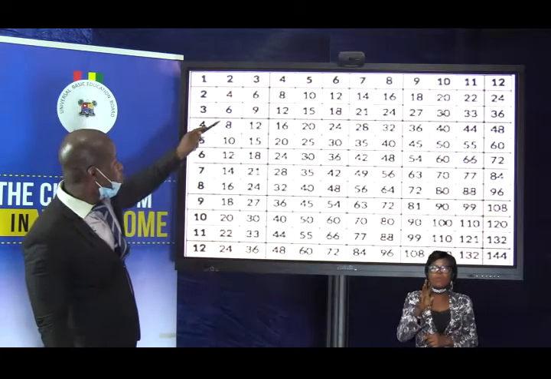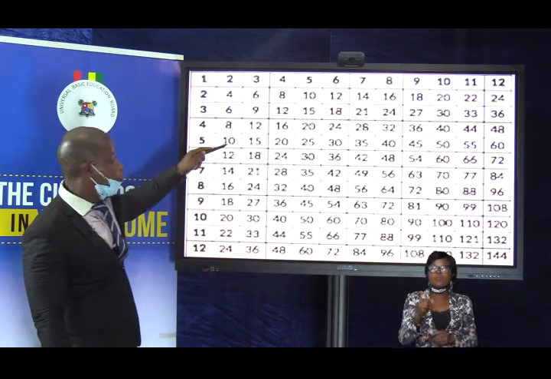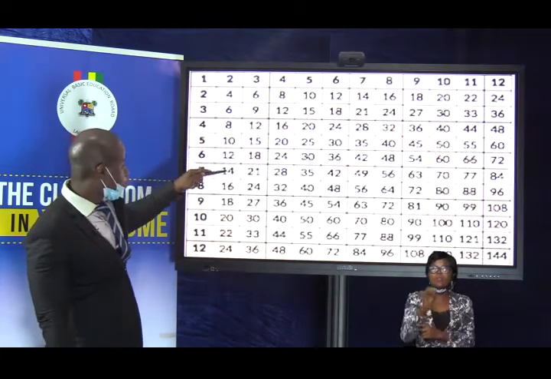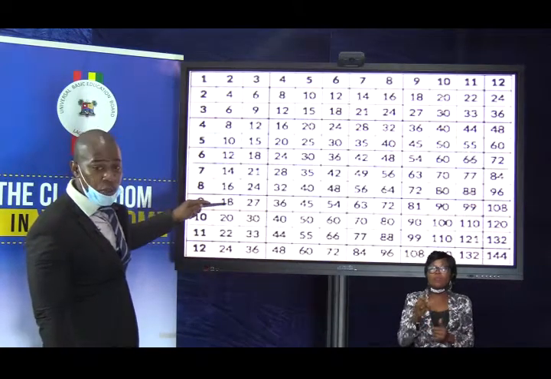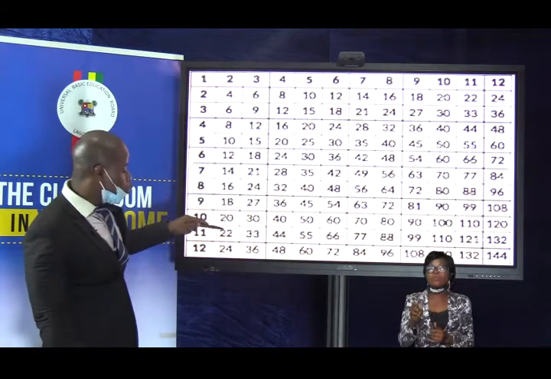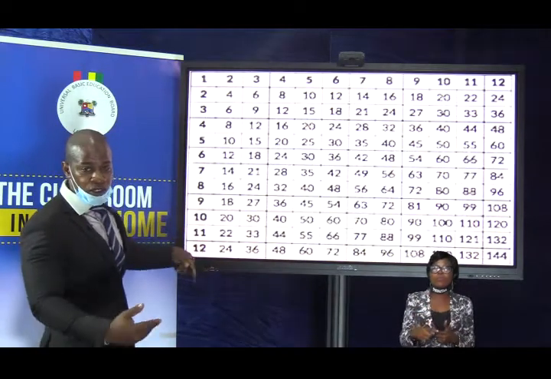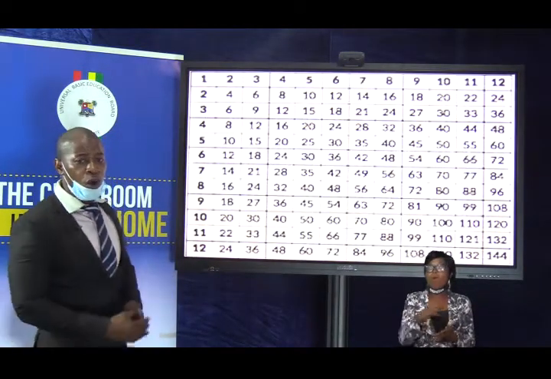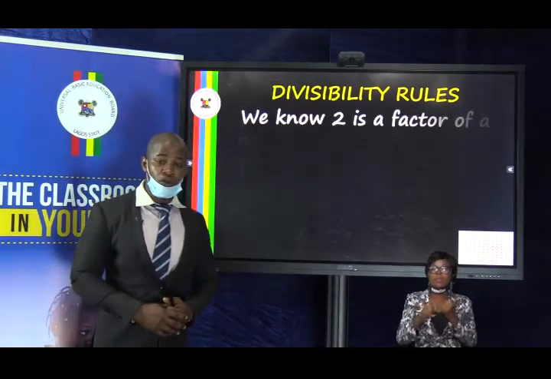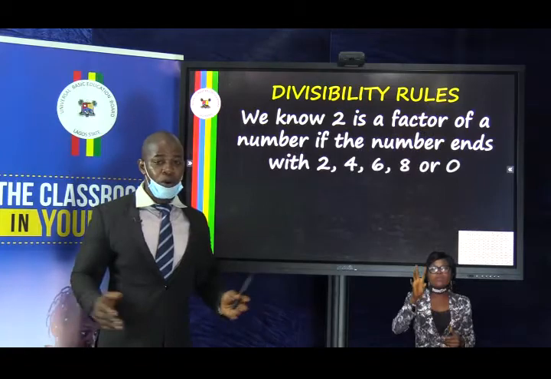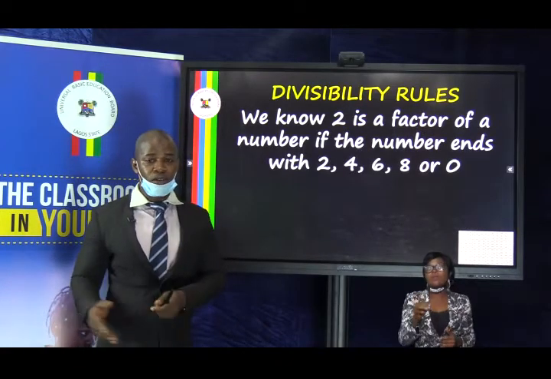So you have 4, 6, 8, and 10, which ends with 0. 12, which ends with 2. 14, which ends with 4. 16, which ends with 6. 18, which ends with 8. 20, which ends with 0. Then 22, which ends with 2, and then you go 4, 6, 8, 0, 2, 4, 6, 8, 0. All numbers that end with 2, 4, 6, 8 or 0, all of them 2 is a factor.